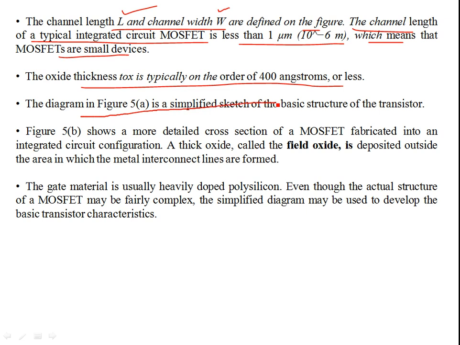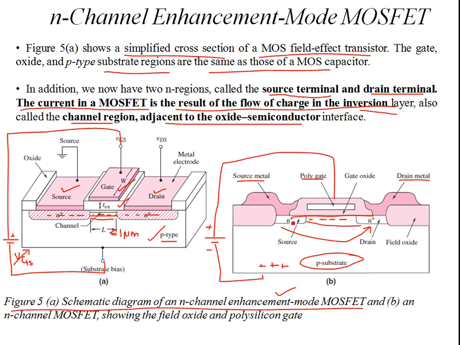The diagram 5a is a simplified sketch of the basic structure of the transistor. Figure 5b shows the more detailed cross section of the MOSFET. Okay, this is your 5b. So this is the more detailed cross section. Anyways, the idea is you have three terminals. This is a three-terminal device. So you have a gate. Okay, you have your drain metal. You have your source metal, and between your gate and the semiconductor material, there is oxide, and there is a gate oxide interface which is being shown over here.